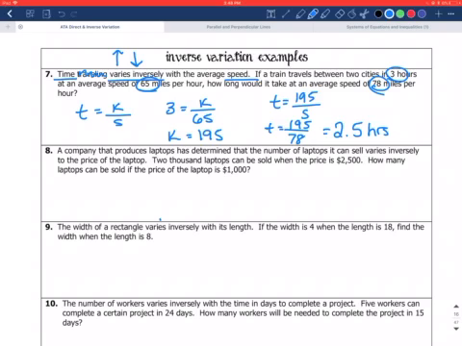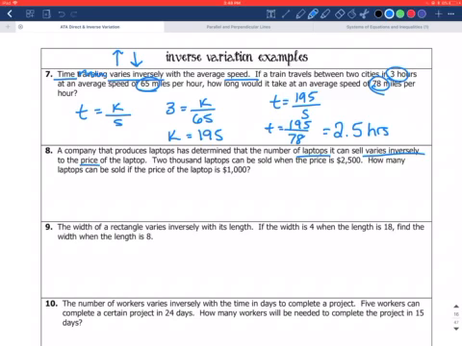For number 8, a company that produces laptops has determined that the number of laptops it can sell varies inversely to the price. In other words, if you have a MacBook Pro or whatever the really nice MacBook is, and it's selling for $2,000, $3,000, I don't even know how much it is, not many people are going to buy it. But if there's a MacBook Pro out there for $200, everybody would buy it, right? So depending on the price, that's how many people are going to buy it. As that price goes up, fewer people will buy. As the price goes down, more people will buy.